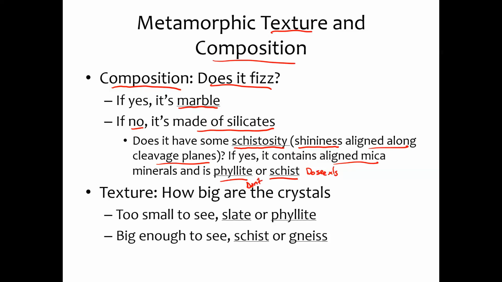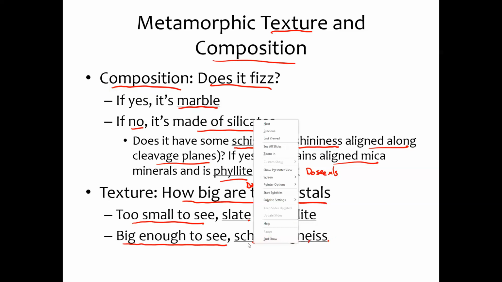The texture that we're going to think about, well, one part that I don't have written here is foliation. That's a big part of texture. But the other thing is going to be how big are the crystals that you see. If it's not marble and it's not quartzite and the crystals are too small to see, it's either slate or phyllite. And you can tell them apart by looking for that shininess. If the crystals are big enough to see, it's either schist or gneiss. And you're going to decide, is it light and dark banded, or is it shiny with specks of mica in it? And that's how you tell gneiss apart from schist.